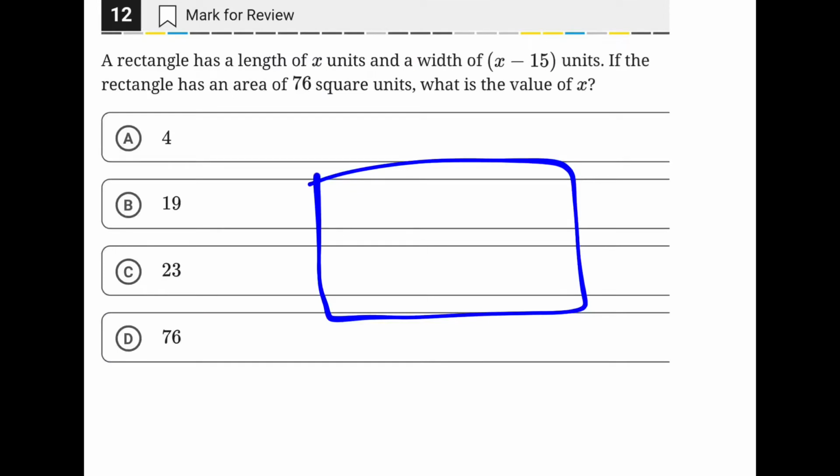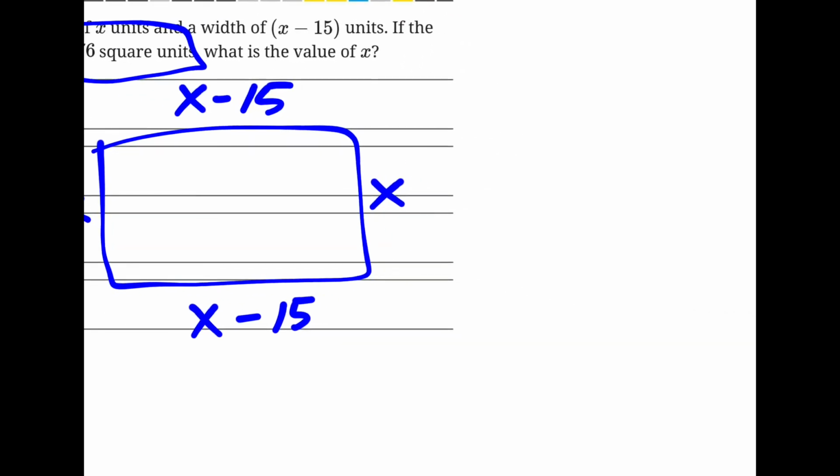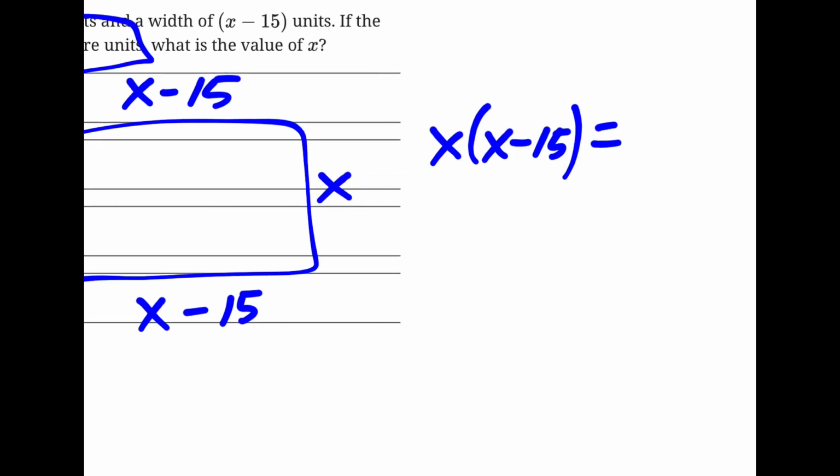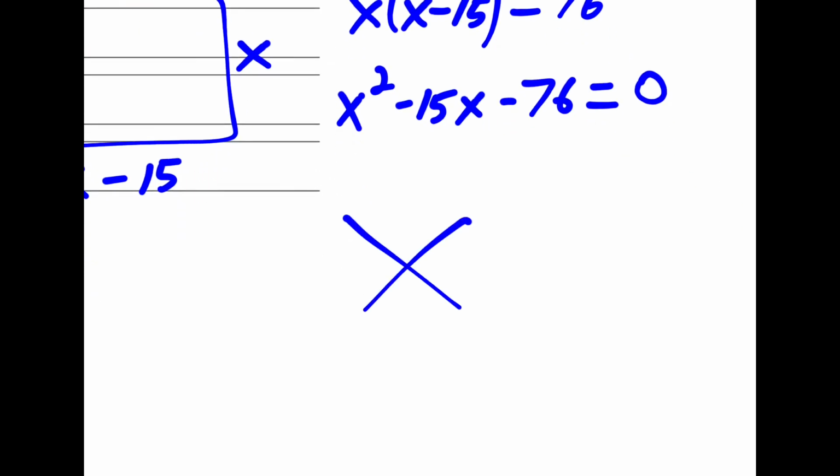Here's a rectangle with a length of x units, we'll call this the length, and the width of x minus 15 units, so we'll call that the width, and we'll call it x minus 15. If the area is equal to this, that means that x times x minus 15 is equal to 76. Or in other words, x squared minus 15x minus 76 is equal to 0. So let's factor this. What are two numbers that add up to negative 15, my b value, and they multiply to give me negative 76?